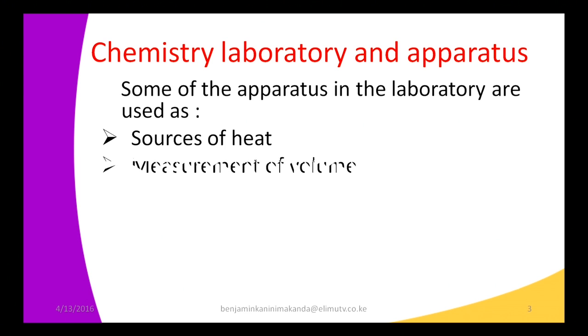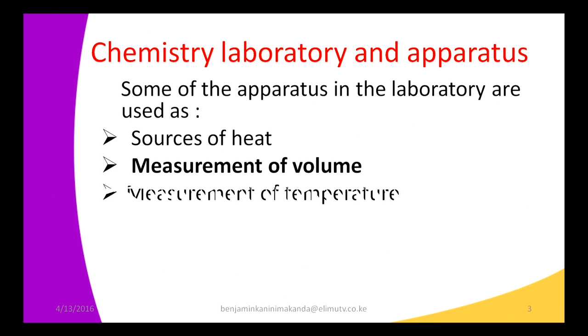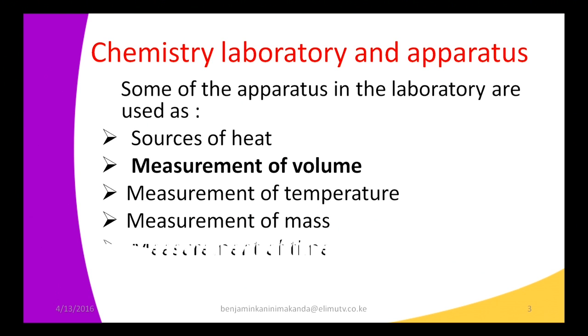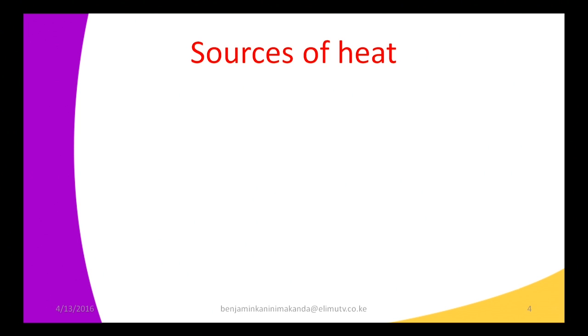We can also use the apparatus in the lab as a means of measurement of volume. The apparatus can also be used in the lab in measurement of temperature. We can also use them in measurement of mass. We also use this apparatus in the lab in measurement of time. So these are some of the uses, or how these apparatus are used in the lab. We use them as sources of heat to measure volumes. We can also use them to measure temperature, masses of objects, and time.